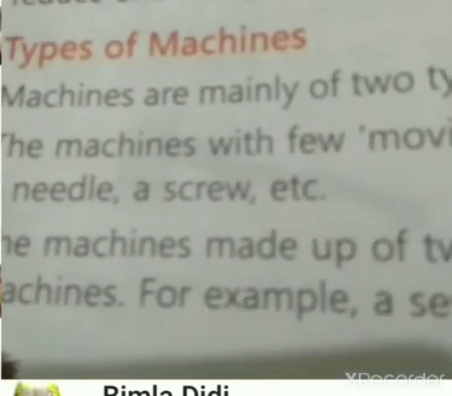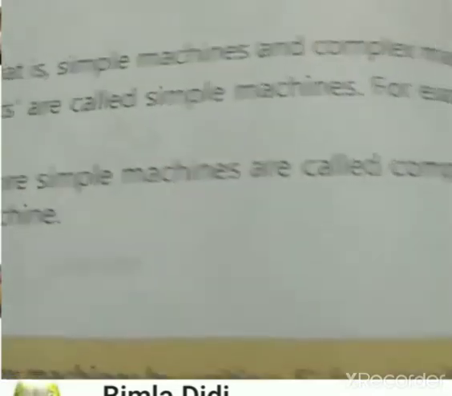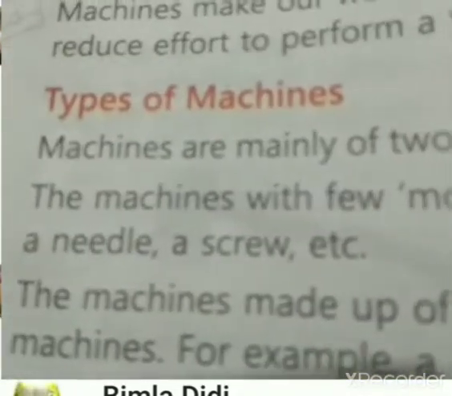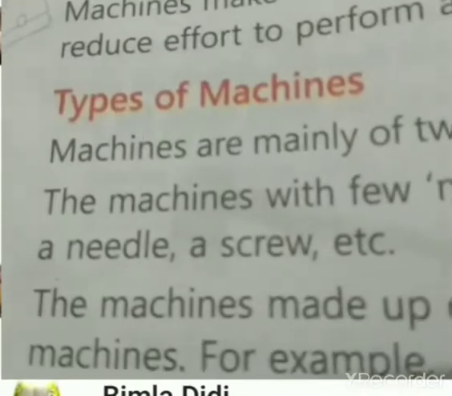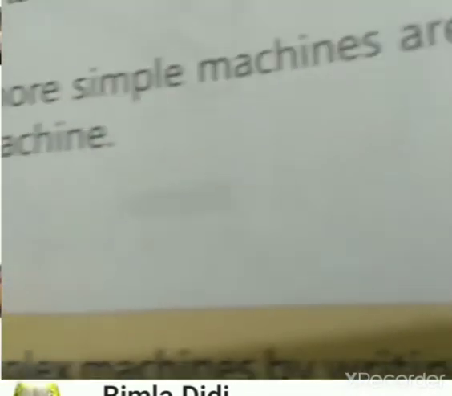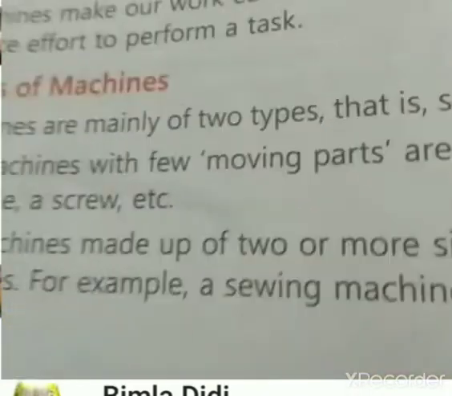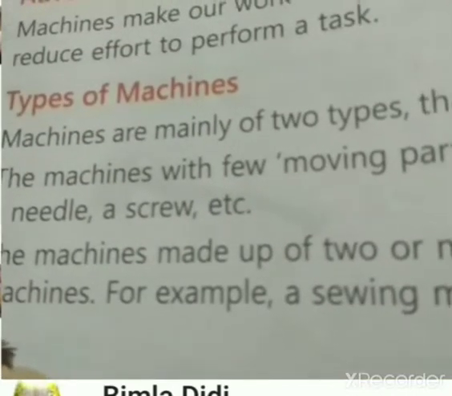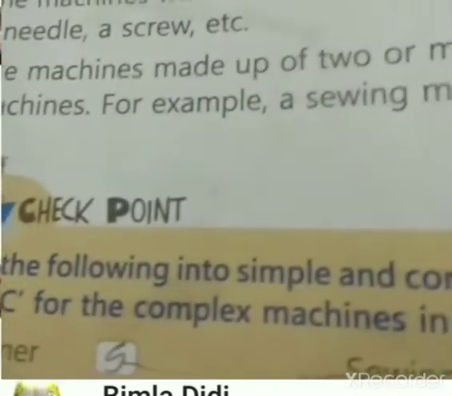Types of machines: simple machines and complex machines. The machines with few moving parts are called simple machines. For example, a needle, a screw, etc. The machines made up of two or more simple machines are called complex machines. For example, a sewing machine is a complex machine, and a needle and a screw are simple machines.